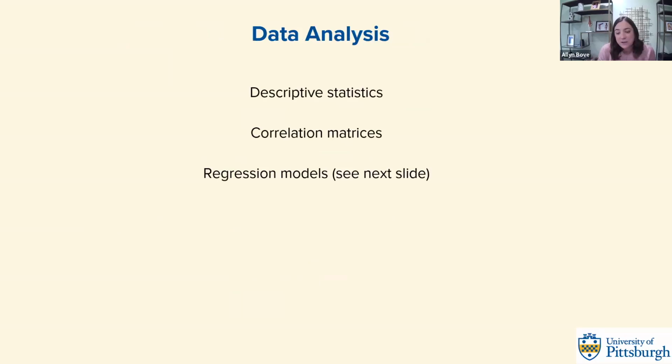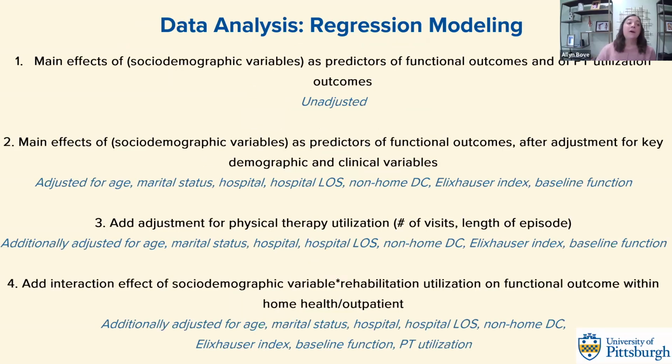For each outcome of interest, we looked at descriptive statistics, the correlations between those 4 sociodemographic predictor variables and the outcomes of interest, and then we built several regression models. We built those models in 4 phases that are described here. So first, we looked at the unadjusted main effects of each of those sociodemographic predictor variables on functional outcome and on rehab use.